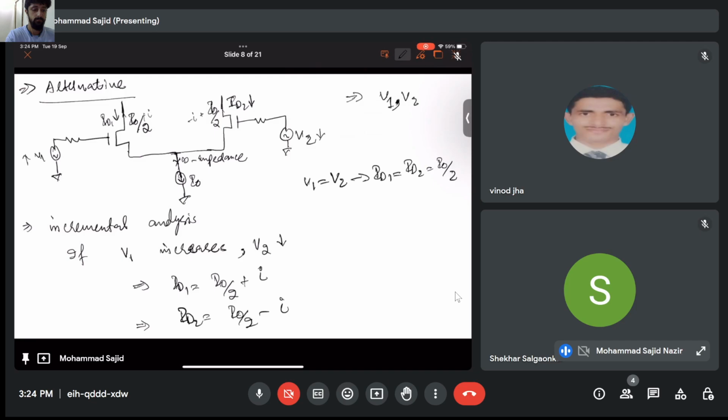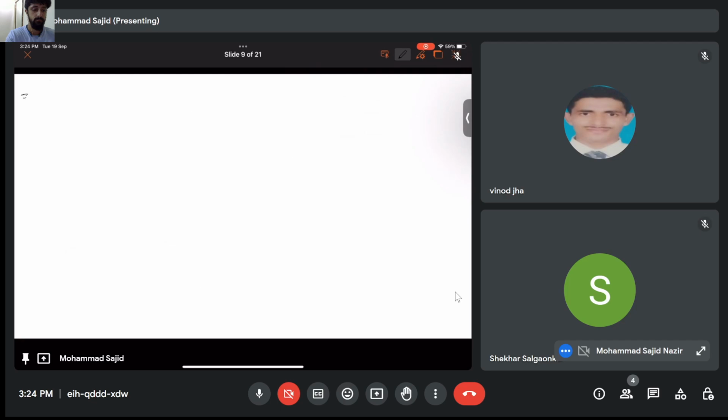So this is the case. And now what do we want actually? Here you have RL. We want this incremental current to flow through here, right? So that is the idea. So now in this case, first let's analyze the circuit. So this is the circuit.